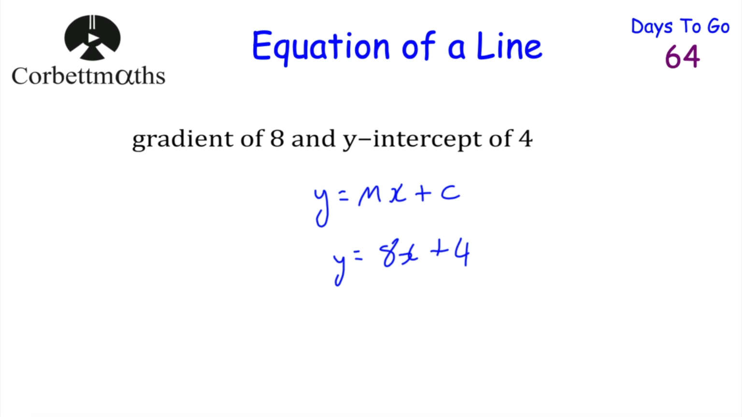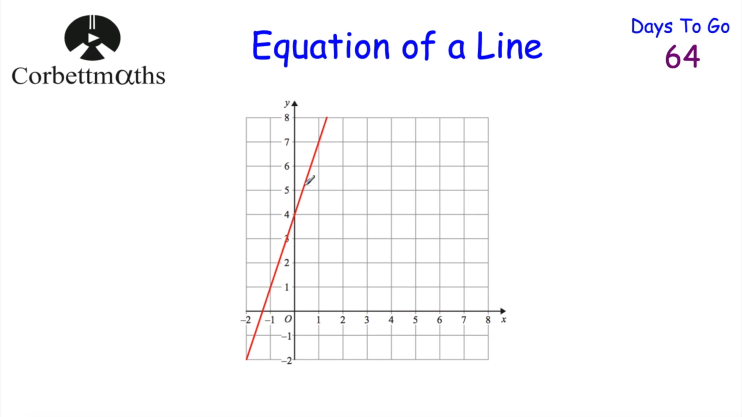Okay, let's have a look at another one. Okay, this time we've got a line drawn for us. Can you press pause and can you work out the equation of that straight line? Okay, so in terms of this line, it's got an equation y equals mx plus c. So we need to find its gradient and we need to find where it crosses the y-axis. So its y-intercept is quite straightforward. It's going to be 4, so it's going to be plus 4. But we need to find its gradient. So let's find its gradient.